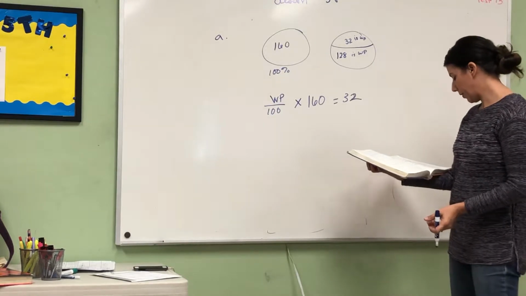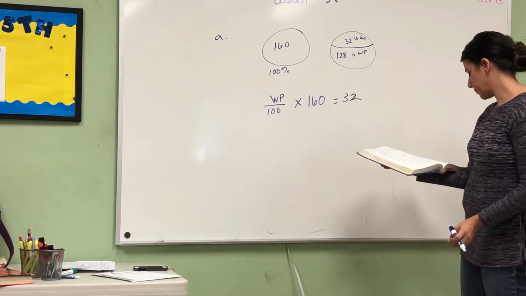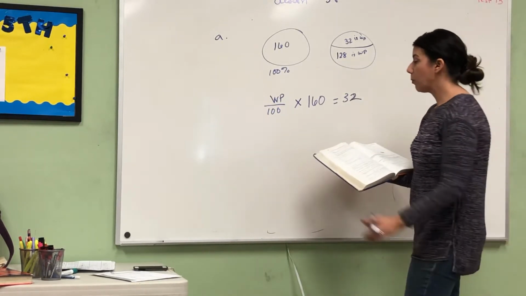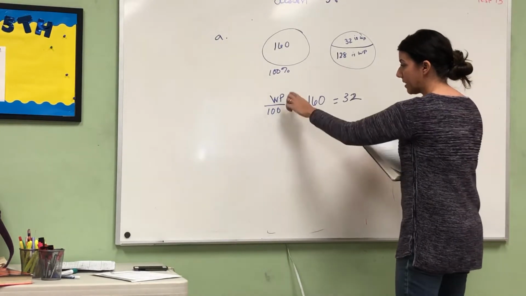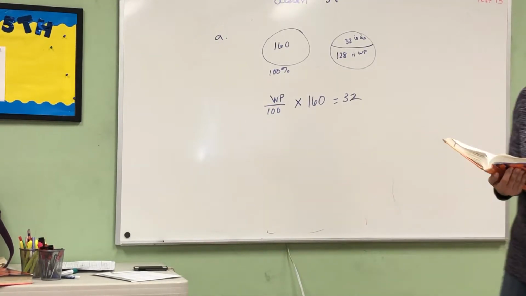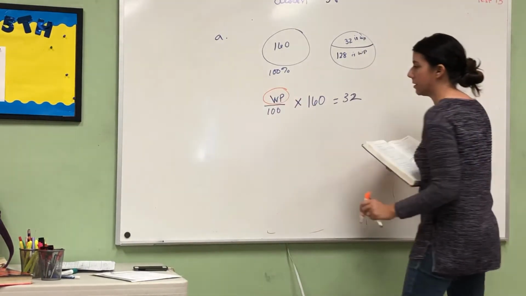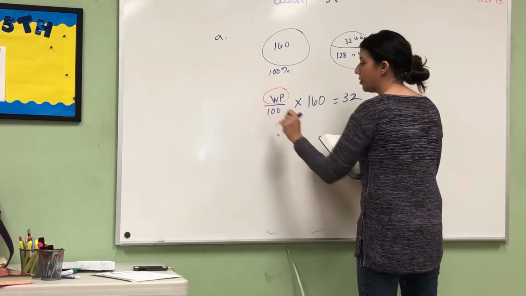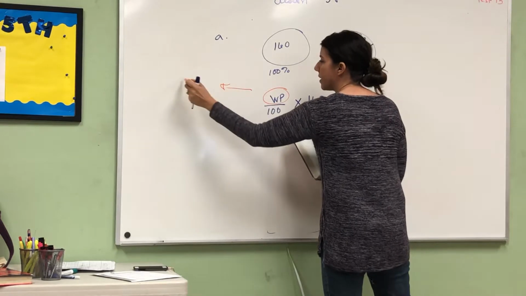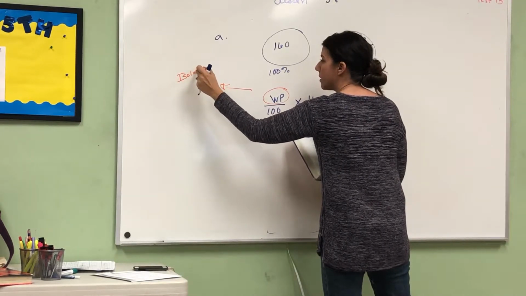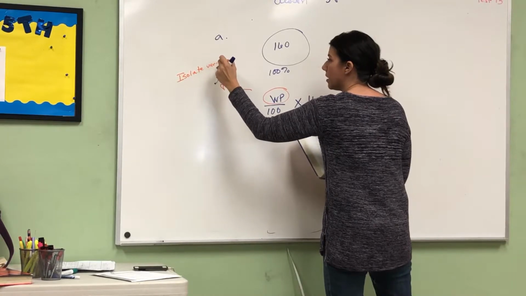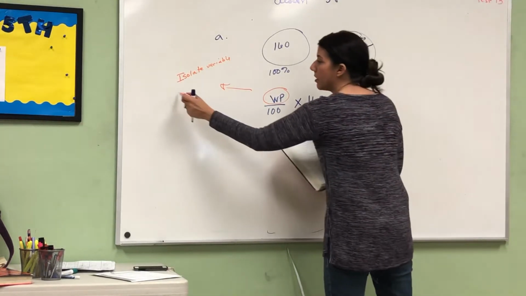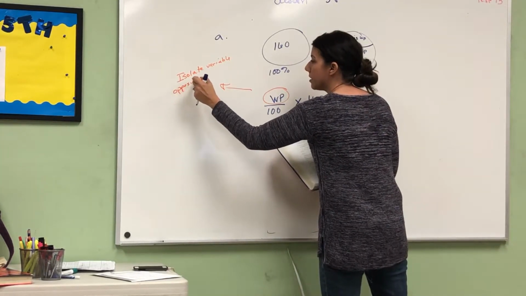So how do we solve this problem? Well, we want to isolate the WP, right? Any ideas for that? We want to get this WP alone. So we want to do our key phrases here. Isolate the variable, and how do we do that? Two words. Opposite operation. Okay, yeah, we want to do the opposite operation.